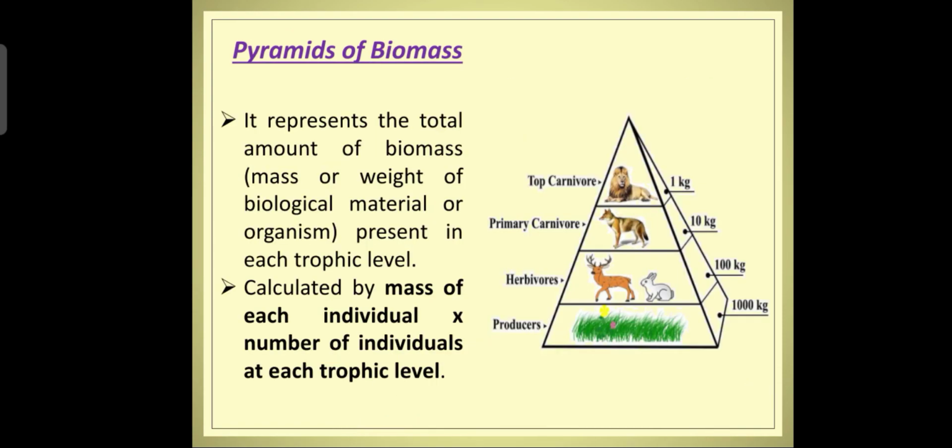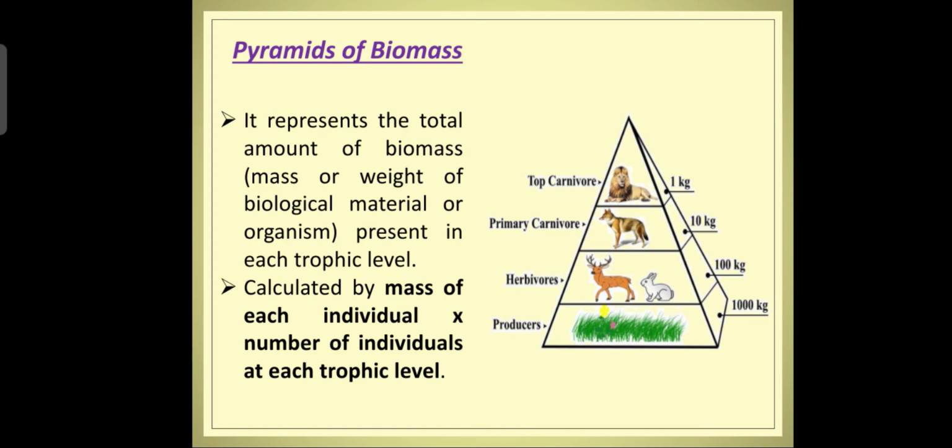Next I am going to explain the pyramids of biomass. The biomass pyramids show the amount of biomass, that is living or organic matter, present per unit area at each trophic level. A pyramid of biomass is generally ascertained by gathering all the organisms occupying each trophic level separately and measuring their dry weight. Biomass is calculated as the mass of each individual multiplied by the number of individuals at each trophic level.